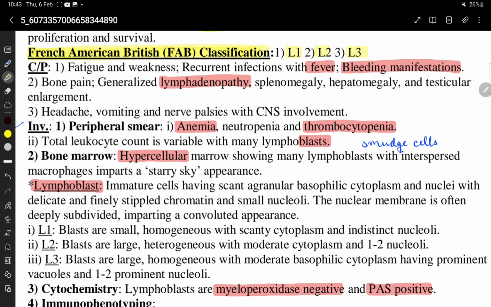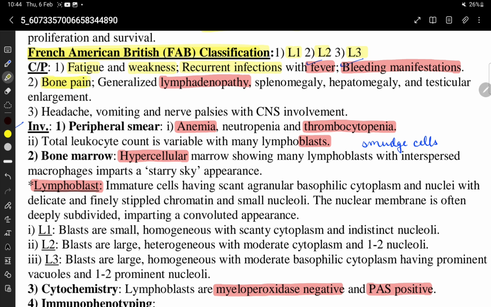Clinical presentation: fatigue, weakness, recurrent infections with fever and bleeding manifestations. There is thrombocytopenia, so there will be bleeding manifestations.